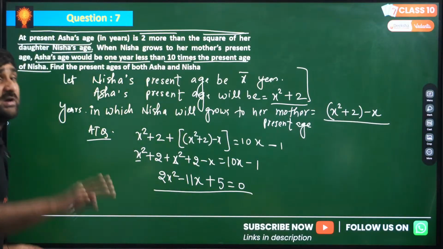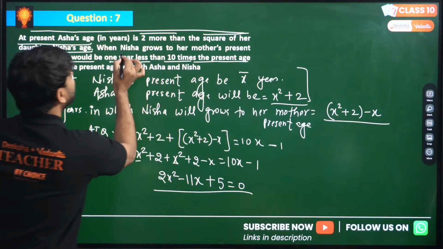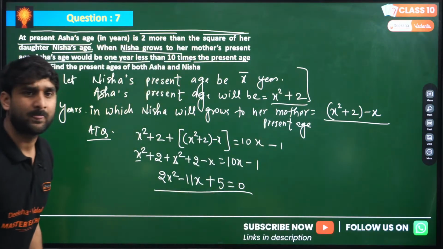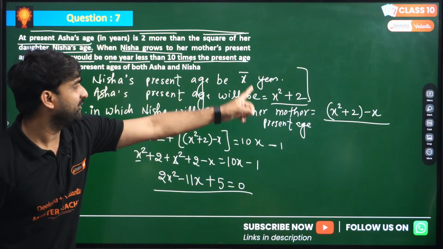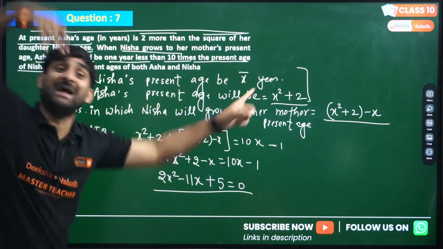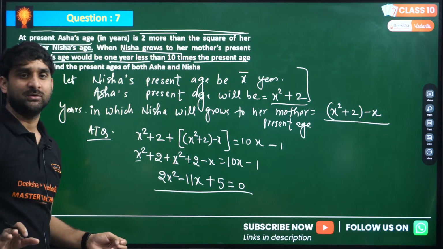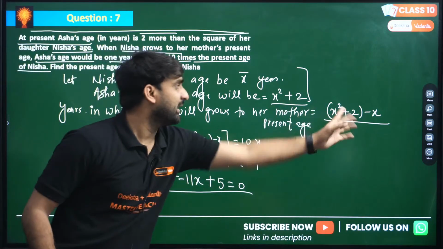Very important: if I ask you in how many years Nisha will grow to her mother's age, whatever the difference in their present ages is, after that many years the daughter will become the age of her mother. So this is the difference, x square plus 2 minus x.